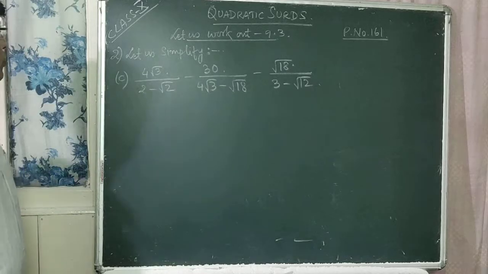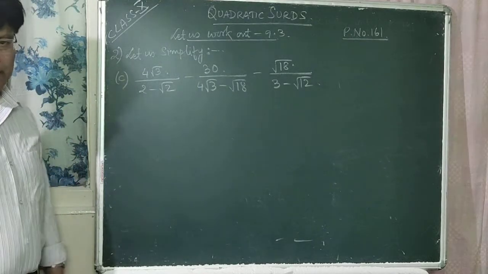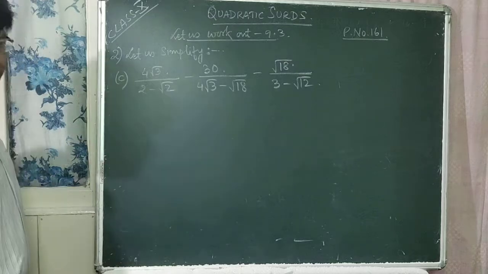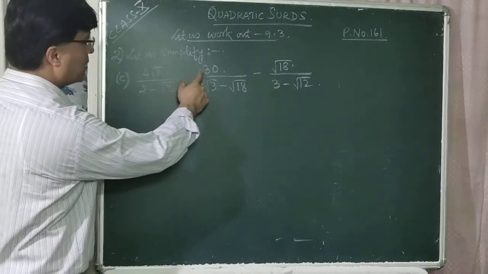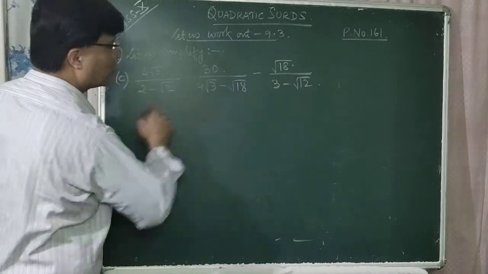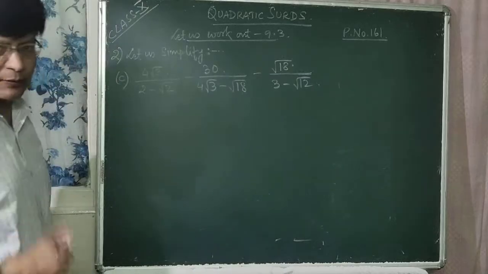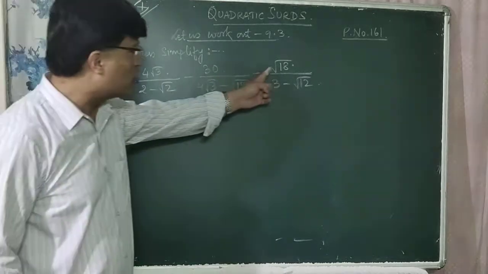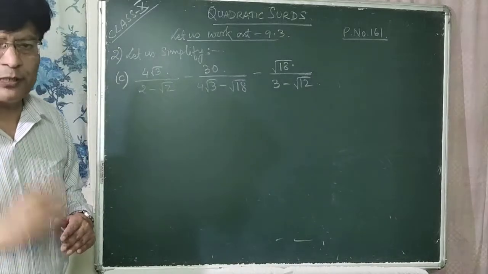So now we will do question number 2C. Let us simplify. So this is question number C. The question is 4 root 3 divided by 2 minus root 2, minus 30 divided by 4 root 3 minus root over 18, minus root over 18 divided by 3 minus root over 12. So in this case there is root over 18 and root over 12. You can simplify it into a simple surd.